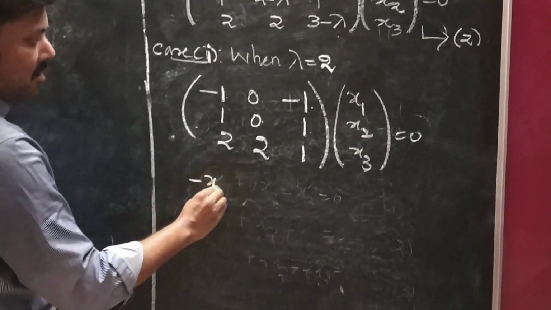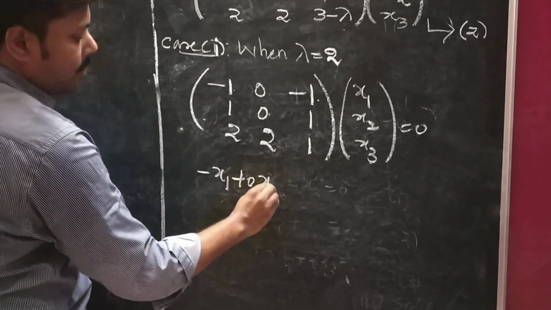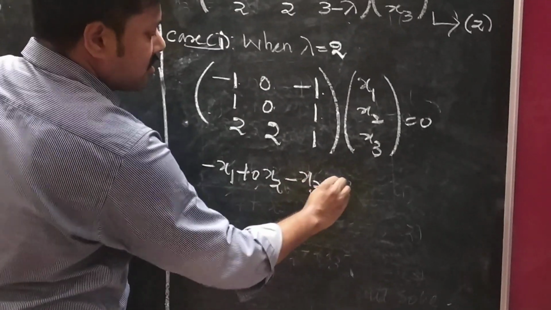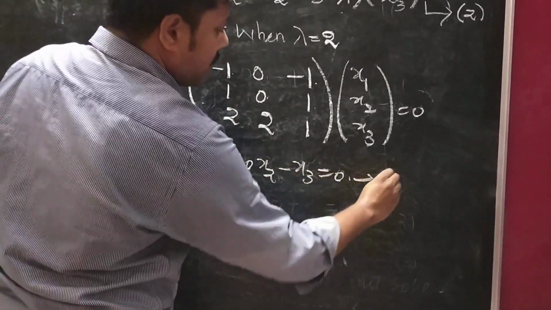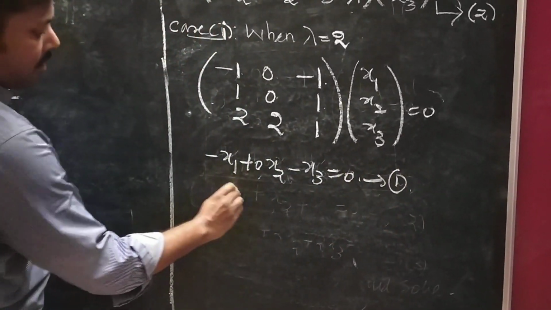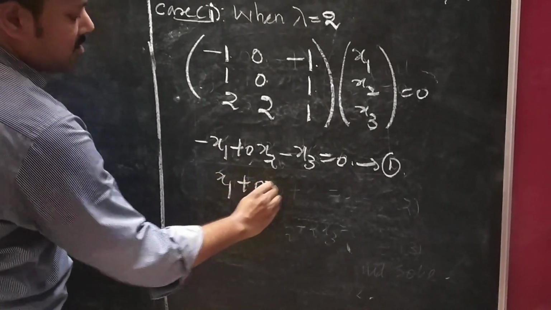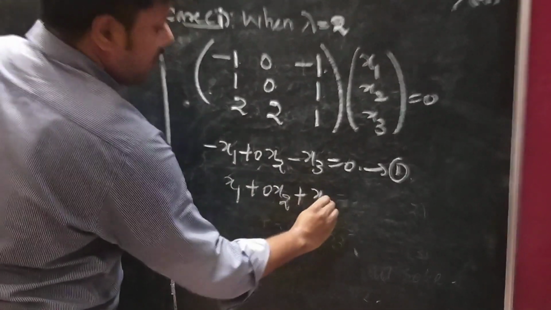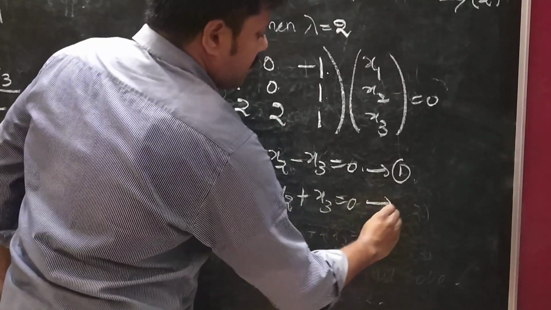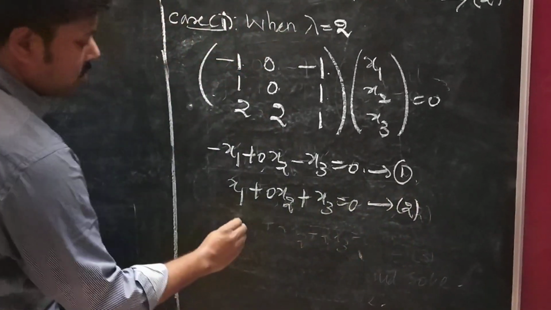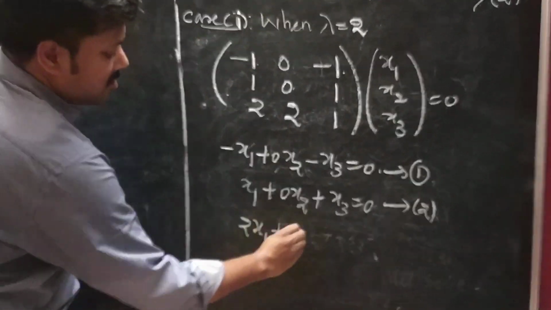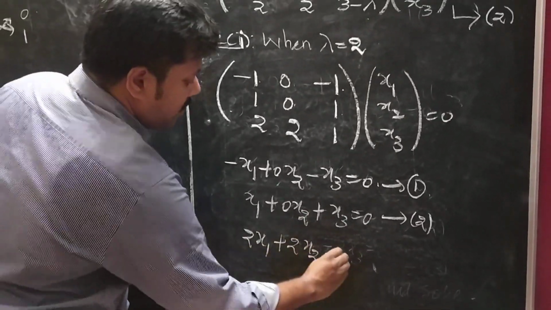So minus x1 plus 0x2 minus x3 equal to 0. Let it be equation 1. Second equation, x1 plus 0x2 plus x3 equal to 0. Third equation, 2x1 plus 2x2 plus x3 equal to 0.